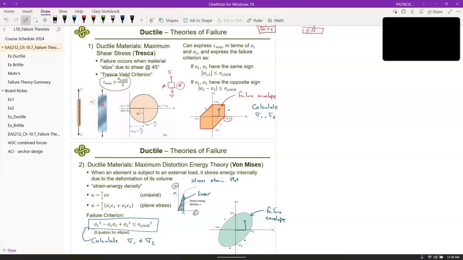For doing the safety factor, it's probably easiest to do it by just calculating the max shear. And for the von Mises, again, two approaches: an equation to plug into, or the plot, to evaluate if it fails. Both are equally valid. The safety factor is probably a little easier to do with the equation. Exactly.